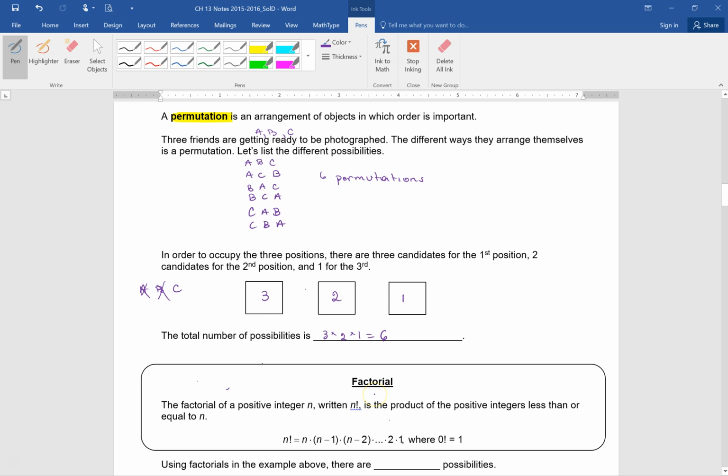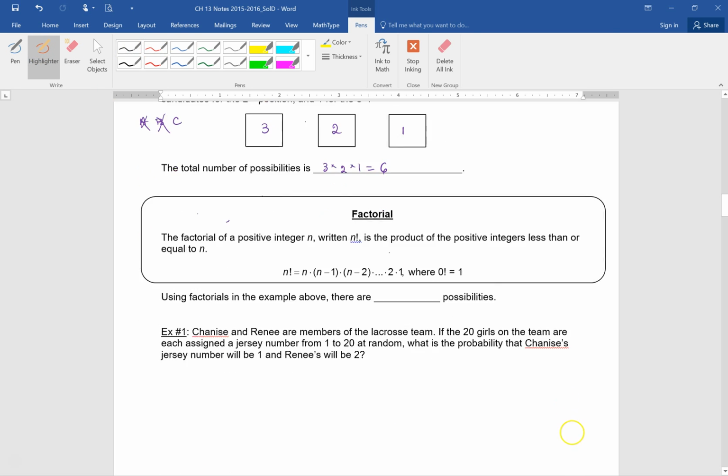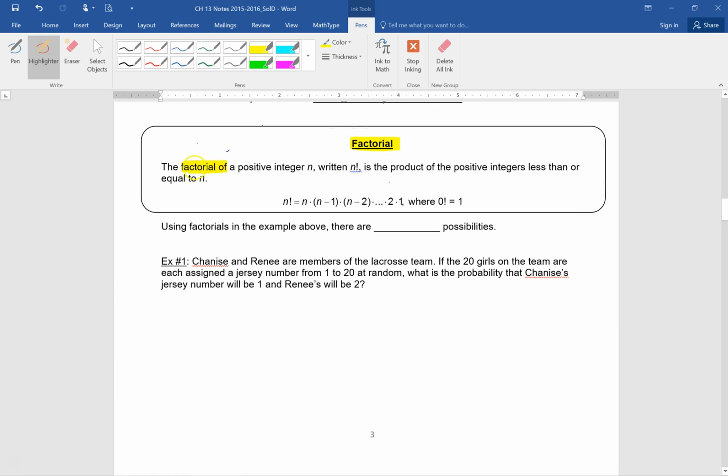You will probably recall that that's a factorial. So the factorial of a positive integer, we don't do them for negative numbers, is written N exclamation mark, right? So that's N factorial. It's not that you're really excited about the N. That's why you have an exclamation point. It's the product of the positive integers less than or equal to N. So if you start with N, then you multiply by N minus 1, N minus 2, dot, dot, dot, times 2, times 1. And remember, what is 0 factorial? It's 1. Okay? 0 factorial is 1.